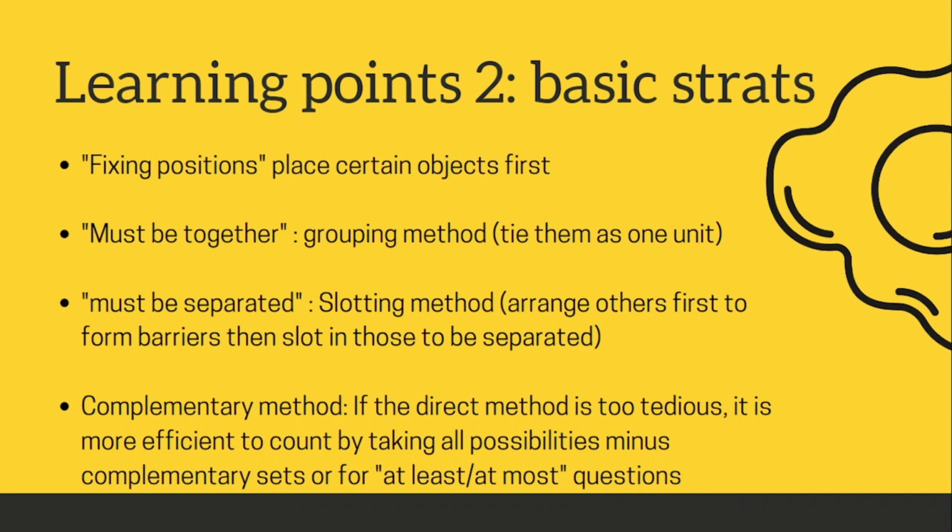Then the complementary method, which is if the direct method is too tedious, it is more efficient to count by taking all the possibilities minus a complementary set, for like at least or at most questions, which basically means we are looking at the extreme example and we're taking all possibilities minus this extreme example to get the remaining we want. That's what complementary method is.